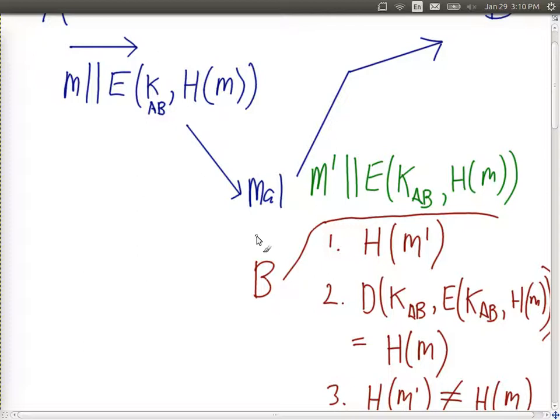But they don't change the second part. We'll see another way where they do in a moment. So B takes a hash of the received message, decrypts the second part, and compares them. Because of the properties of hash functions, the hash of two different messages will produce two different hash values, so B detects something's gone wrong.